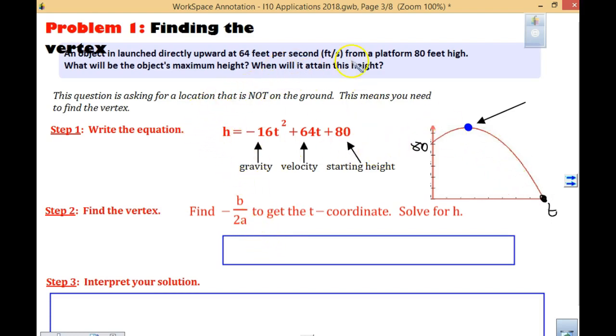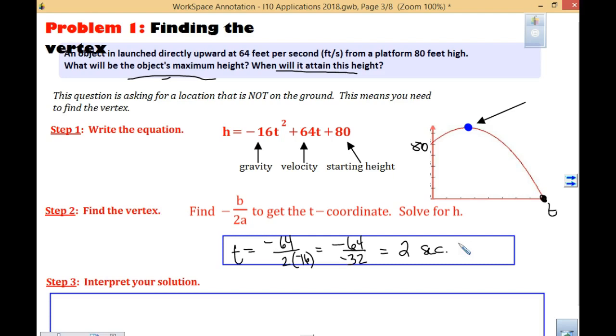But this question says, going back to our original one, haven't we been doing these since the first lesson of this unit? So this isn't using the quadratic formula, right? You're going to find negative b over 2a to get our t coordinate. So in our case, t is going to be equal to negative b, which is negative 64, divided by 2 times negative 16. So on your calculator, although some of you might not need to, negative 64 divided by negative 32 gives us 2 seconds. Okay, you might not have needed your calculator for that one.